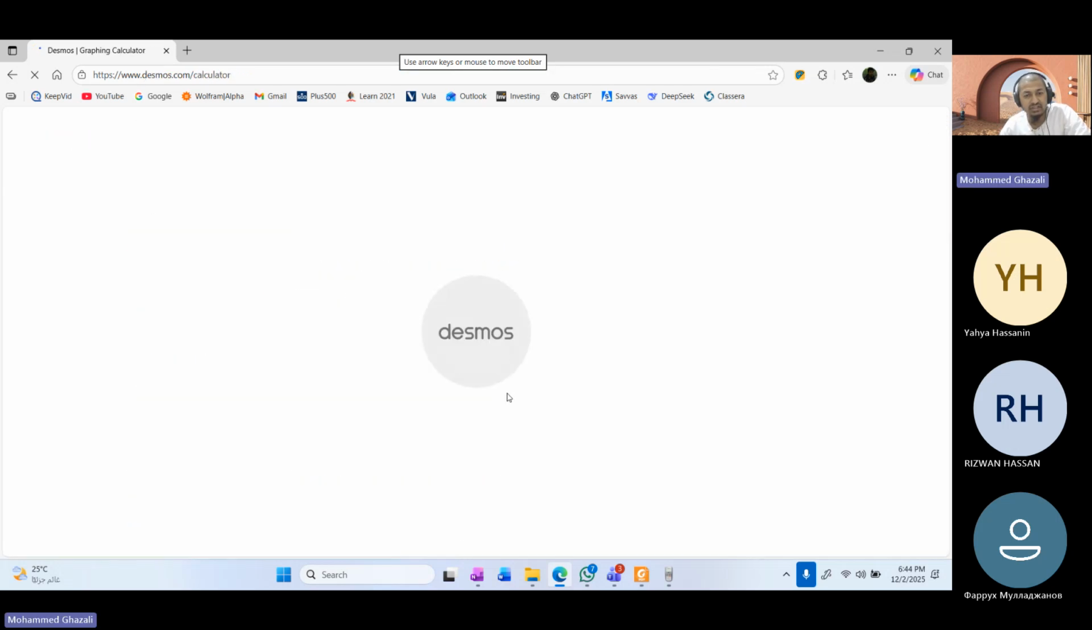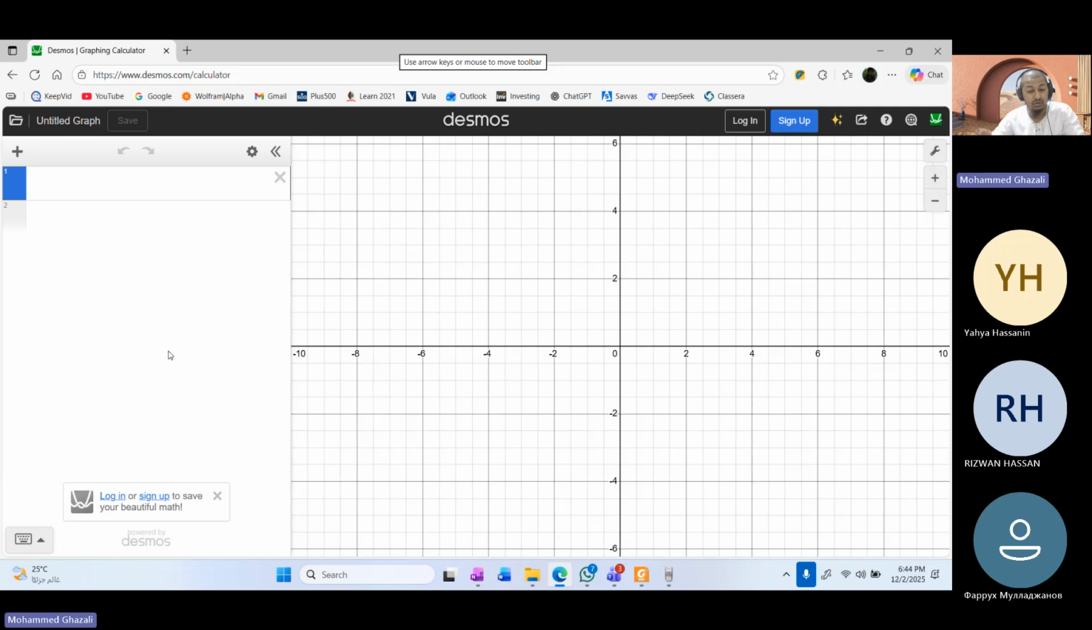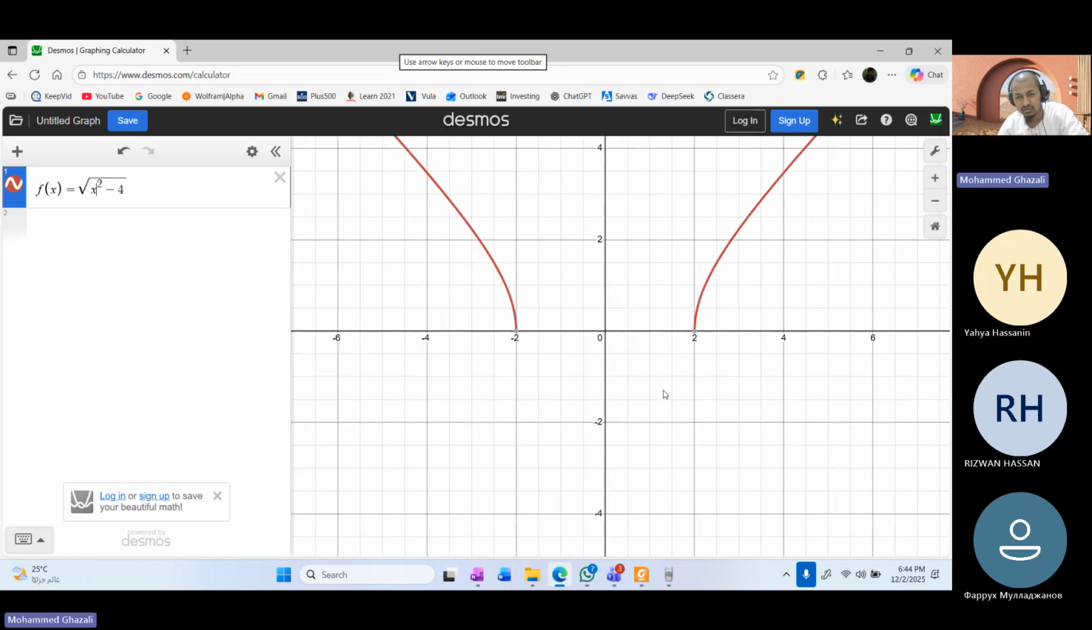So we have our graphing calculator here. Now, remember, we'll also be looking at functions like this. f of x is equal to the square root of x to the power 2 minus 4. What does this graph look like? Let me just change this capital X to a small x. Look at this graph. See what it looks like.